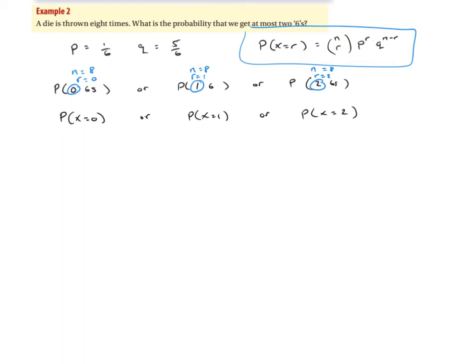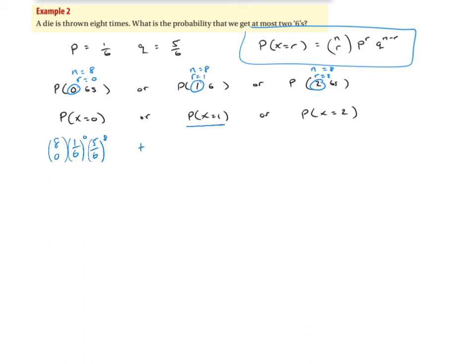So the first one then is n, r. So n choose r, so we've got 8 choose 0. We then have our p, which is 1/6, to the power of our r, which is 0. We then have q, which is 5/6, to the power of n minus r, and 8 minus 0 is 8. The 'or' in maths means plus.